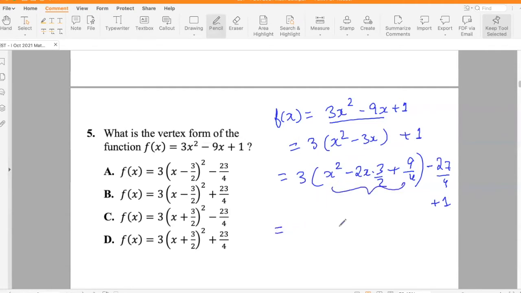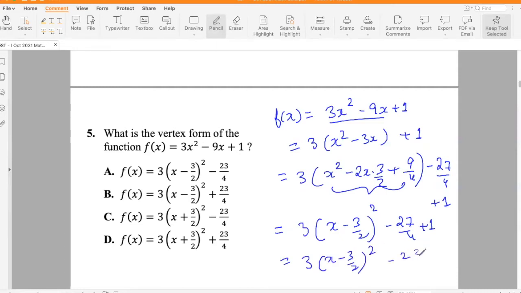Now, these 3 terms will become (x minus 3/2) the whole squared, and minus 27/4 plus 1. So that's 3 times (x minus 3/2) the whole square minus 23/4. So this is the vertex form with the vertex at (3/2, minus 23/4). So 3(x minus 3/2) whole squared minus 23/4, option A.